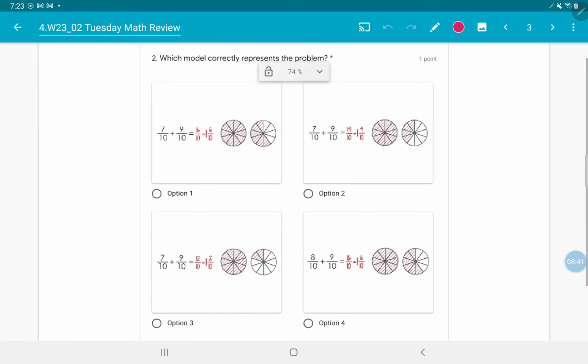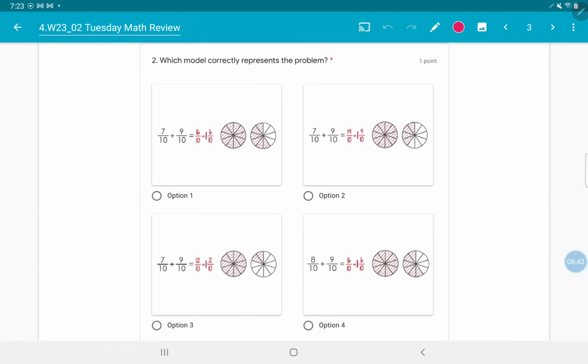The next one, I'm looking for the model that correctly represents the problem. So we'll look at option 1, 7/10 plus 9/10. My denominator's the same, so I can add. 7 plus 9 equals 16. They're still 10th size pieces. If I make that into a mixed number, it would take 10 tenths to make one whole. And I have 6 more tenths. So 1 and 6/10 is the correct mixed number. And in my model, I have 1 whole and 6/10 shaded. Option 1 is the correct answer.